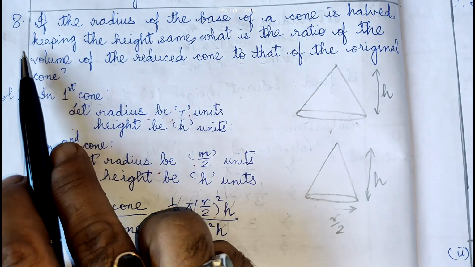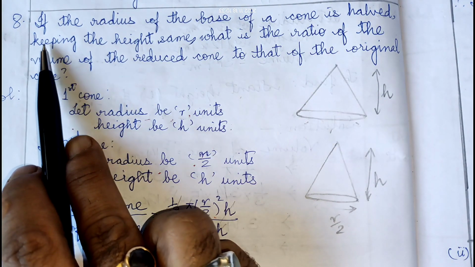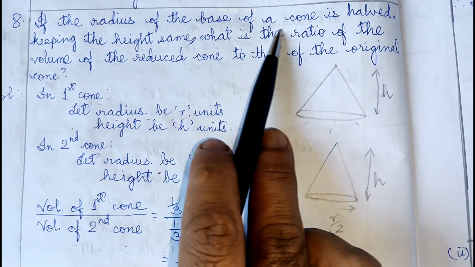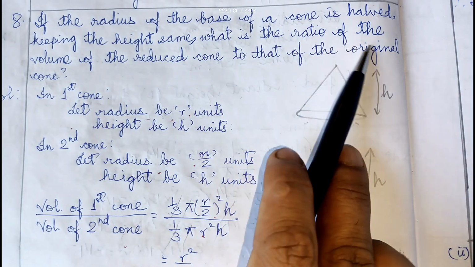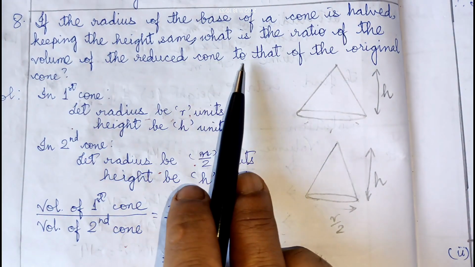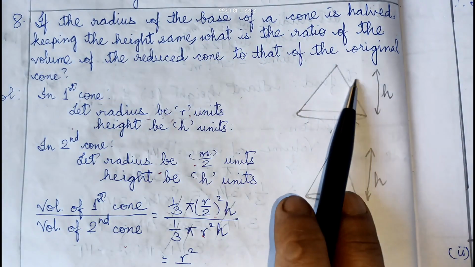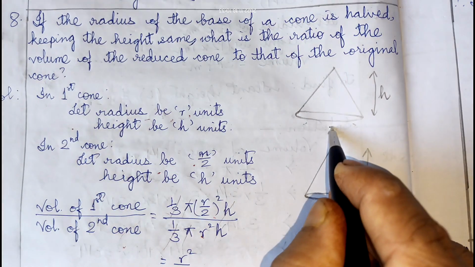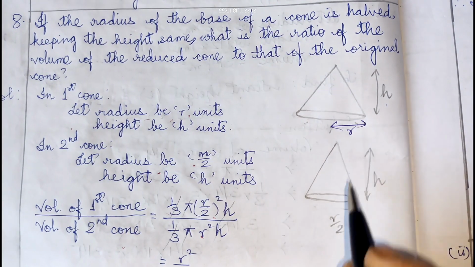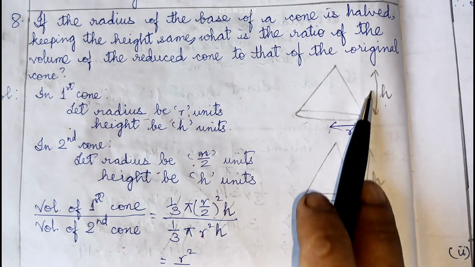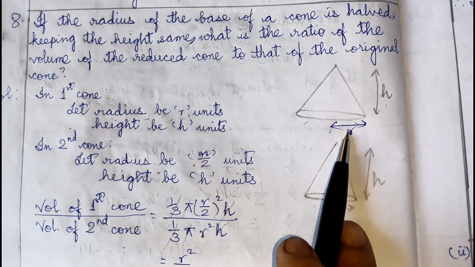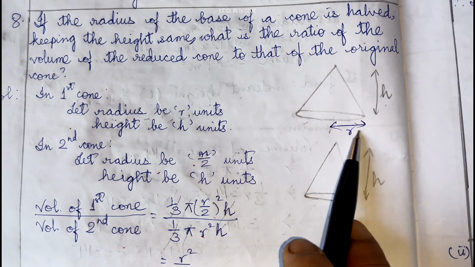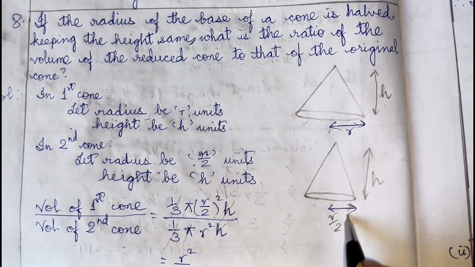Question number 8, which is the last sum from 13F. Question is, if the radius of the base of a cone is halved, keeping the height same, what is the ratio of the volume of the reduced cone to that of the original cone? Suppose this is the original cone, here radius be R and height be H. Now it is given that keeping the height same, so here height is H, here also height will remain H, radius is half. So previously it was R, now it will be R by 2.